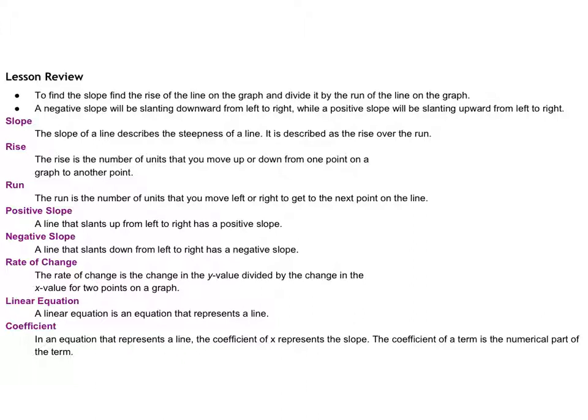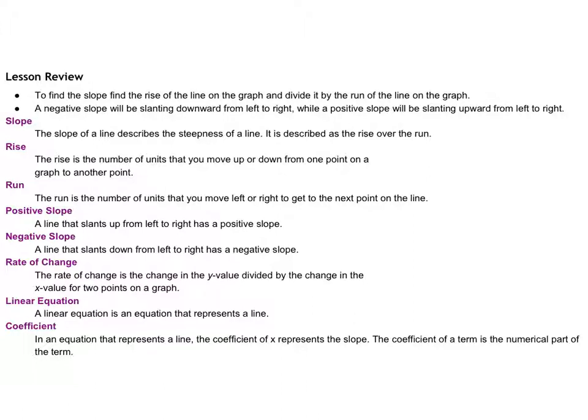So for review, to find the slope, find the rise of the line and divide it by the run of the line. A negative slope will be slanting downward from left to right, while the positive slope will be slanting upward from left to right. The slope of a line describes the steepness of a line. It's described as the rise over run. The rise is the number of units that you move up or down from one point on the graph to another. The run is the number of units that you move left or right to get to the next point on the line.